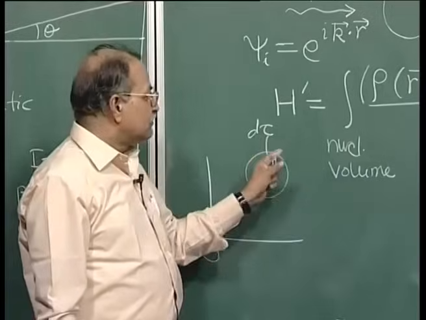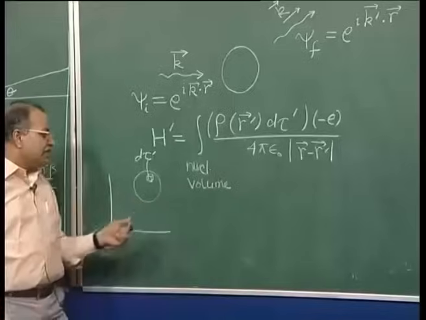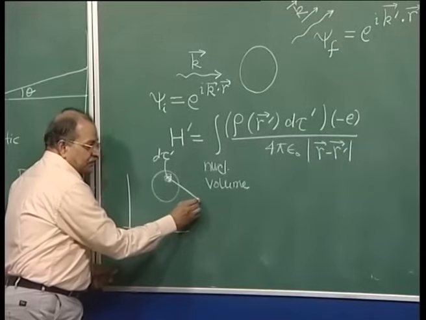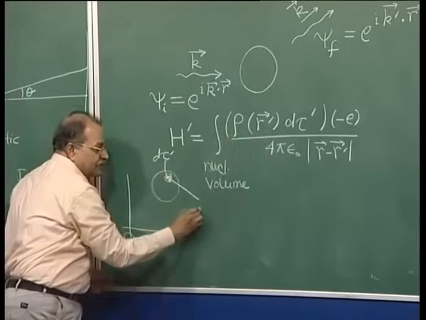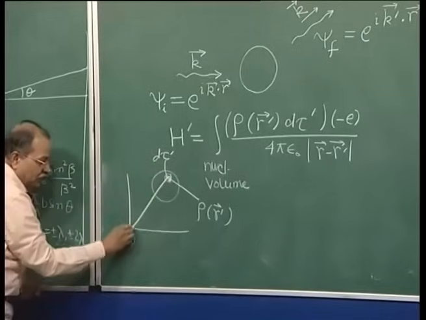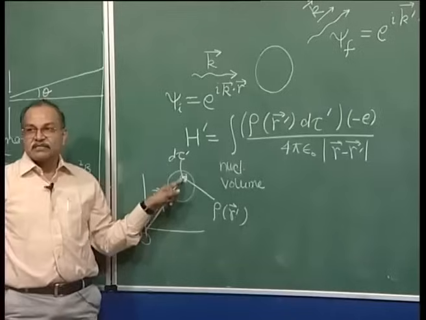So, this is d tau prime, and here at this position the charge density rho at r prime. What is r prime? R prime is the location vector, the position vector of this element.